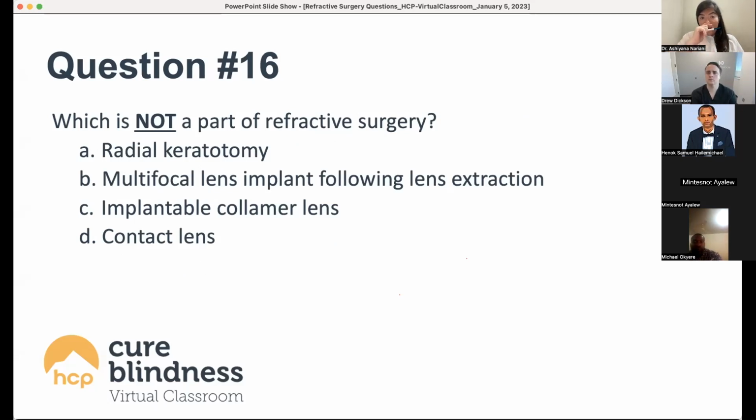Question number 16. Which of the following is not part of refractive surgery? A, radial keratotomy. B, multifocal lens implant following lens extraction. C, implantable Collamer lens, or D, contact lens.